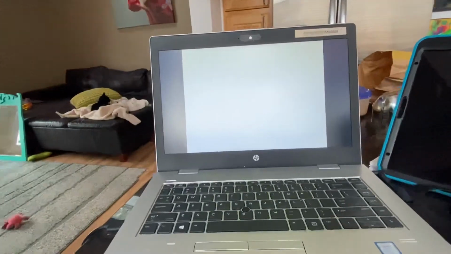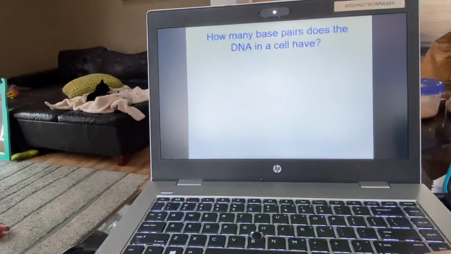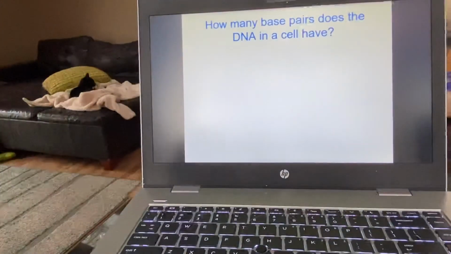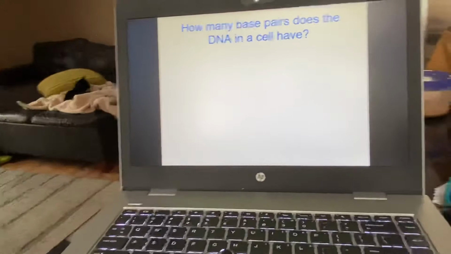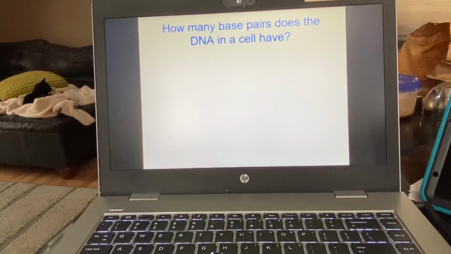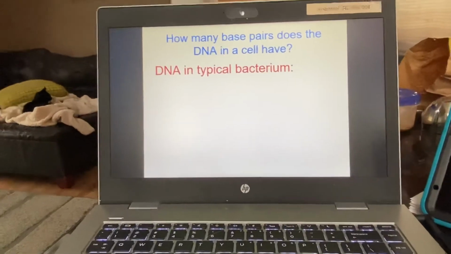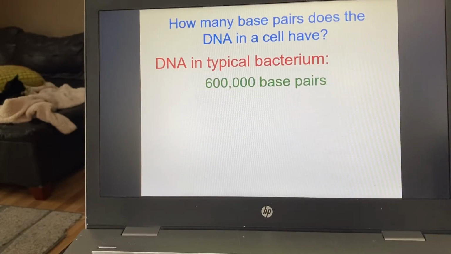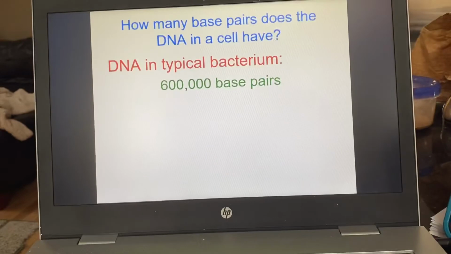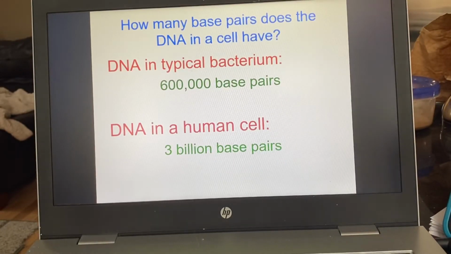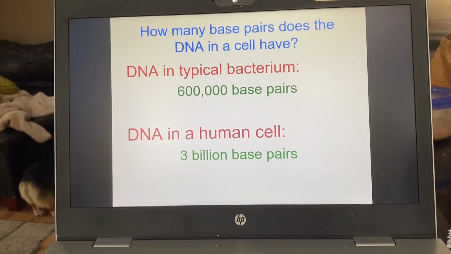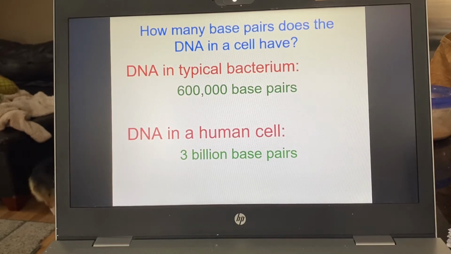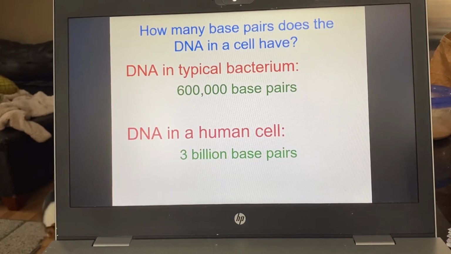Okay, so let's continue with where we left off. When we talk about how many base pairs organisms have, DNA in a typical bacterial cell has about 600,000 base pairs, which is still a lot, right? Nothing to sneeze at. But you guys, in every cell that has a nucleus, have about 3 billion base pairs, which is a lot. So that's once again why bacteria can go through binary fission in about 20 minutes, whereas it takes one of your cells with a nucleus about 24 hours to replicate.